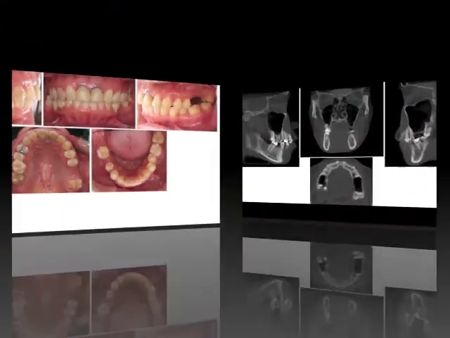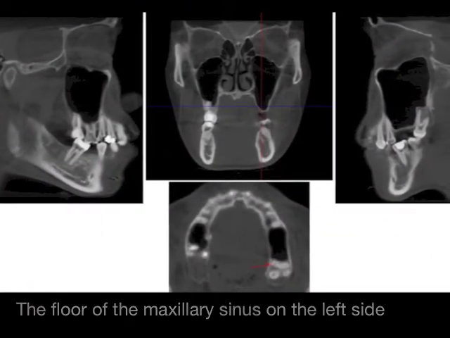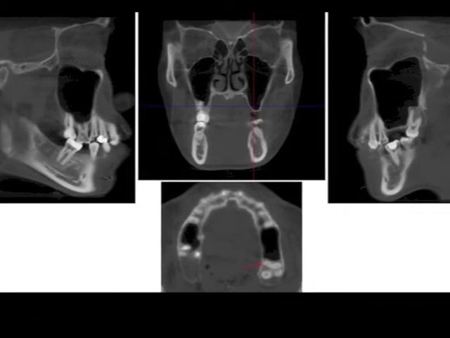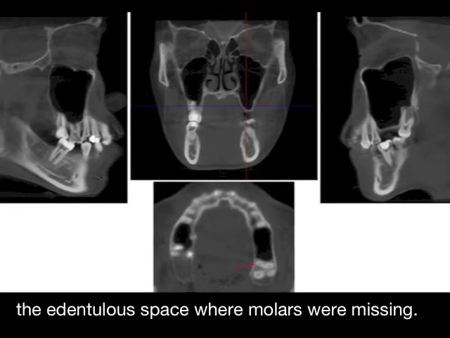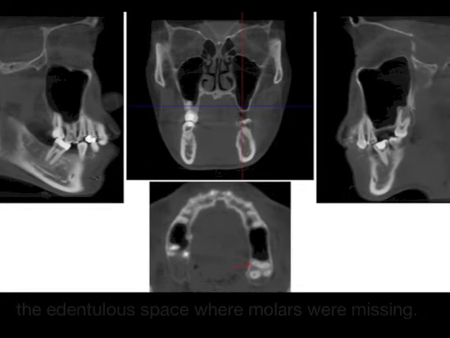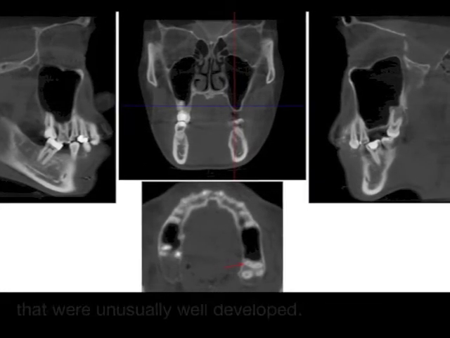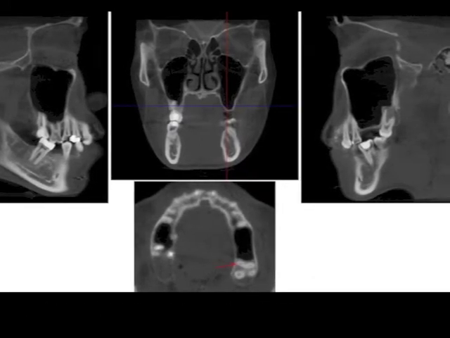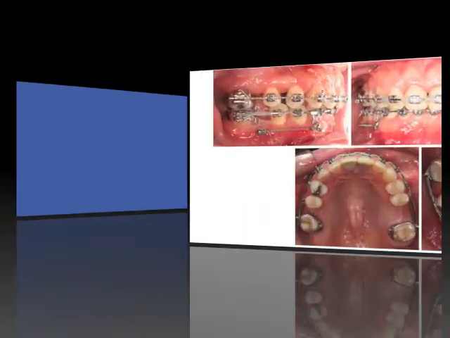The CBCT image revealed the floor of the maxillary sinus on the left side was extended significantly toward the top of the alveolar crest, leaving only 1 millimeter of cortical bone in the edentulous space where the first and second molars were missing. In addition, the maxillary left third molar had 3 roots that were unusually well developed, and the buccolingually wide major root. This case could be treated in different ways with varying degrees of restorative involvement.